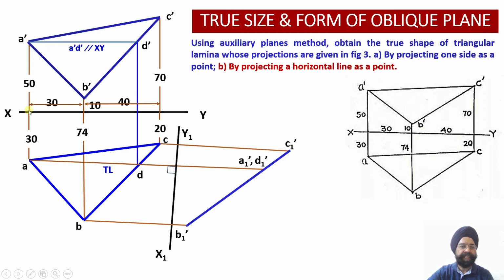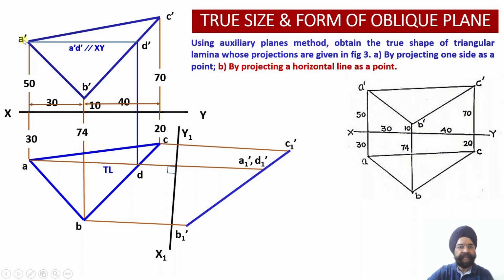Similarly, for end A, how much is this distance? Plus 50. This distance happens to be plus 50. Now where is the locus of A? Onto this, from here I am going to draw 50 millimeter. A1 dash is located. Similarly D.